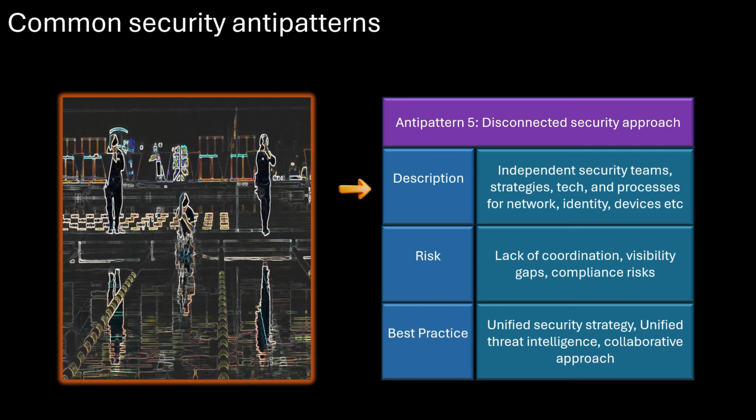For example, network security might follow one set of policies while identity management follows another, which may leave gaps in the overall security posture. Disconnected security approaches can create visibility gaps, which makes it difficult to get a comprehensive view of the organization's security posture. This can hinder the ability to detect and respond to threats in a timely manner. Inconsistent security measures can result in non-compliance with regulatory requirements, which can lead to potential legal and financial repercussions.